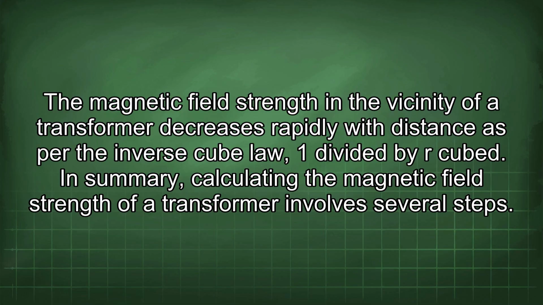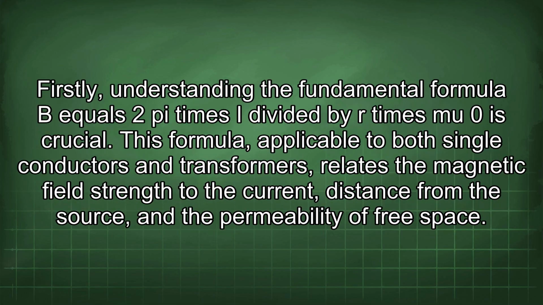In summary, calculating the magnetic field strength of a transformer involves several steps. Firstly, understanding the fundamental formula B equals 2 pi times I divided by R times mu0 is crucial. This formula, applicable to both single conductors and transformers, relates the magnetic field strength to the current, distance from the source, and the permeability of free space.